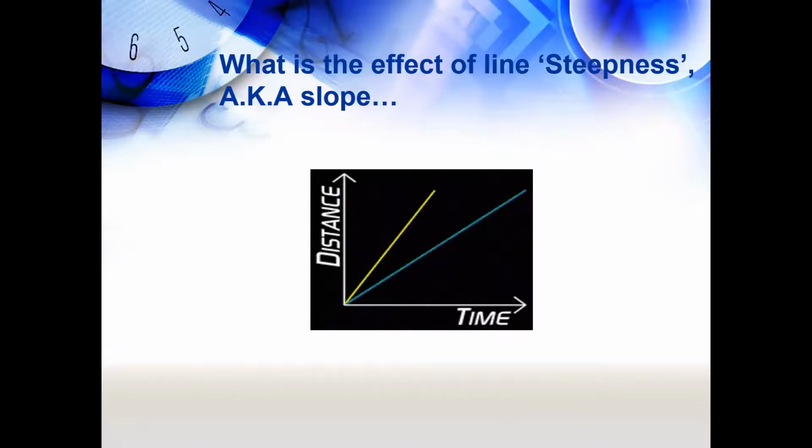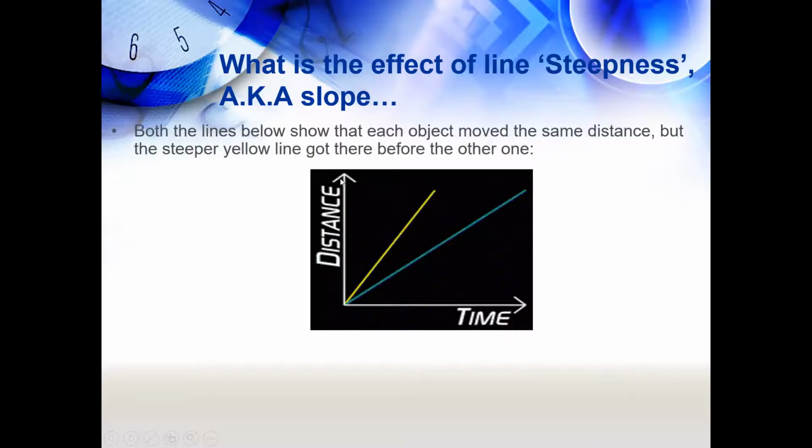What is the effect of the steepness of the line? That is also known as the slope. So the slope is basically the gradient or the rate of change of anything. Rate of change of anything is known as the gradient or the slope.